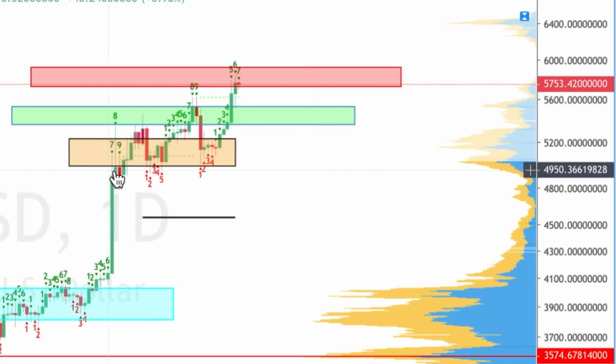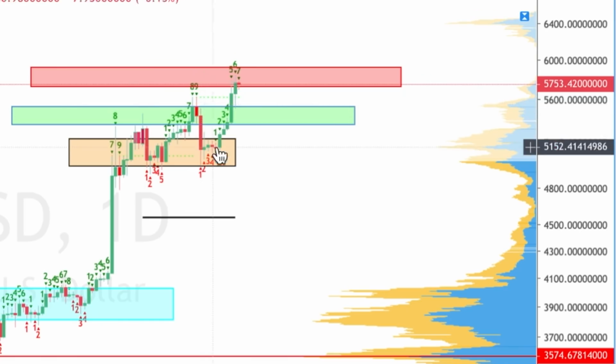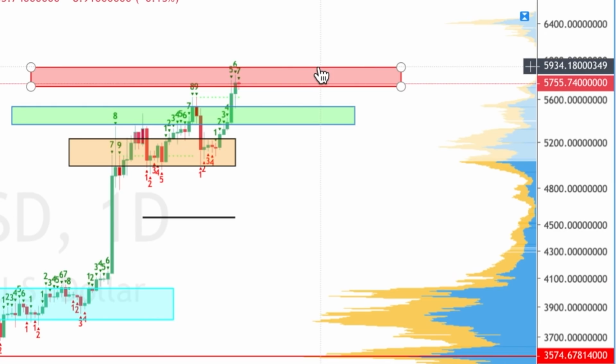You can see we hit a 9 here. That was actually a bleeding 9. We hit a 9 right here, and we're now at a 7. Theoretically, that next 9 could be at the top of this resistance box right now, set at about $5,900.